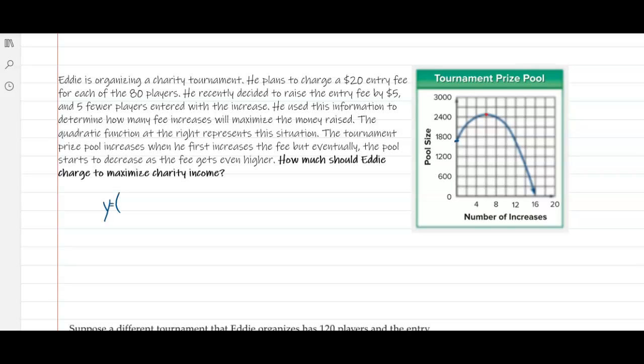If we think about it, we take the number of players times the entry fee. And that's how we get the total amount that he makes. Well, the number of players is 80, but he loses 5 players every time he increases, that's our x, the number of increases. And his entry fee starts out at 20, but it goes up $5 every time he increases.